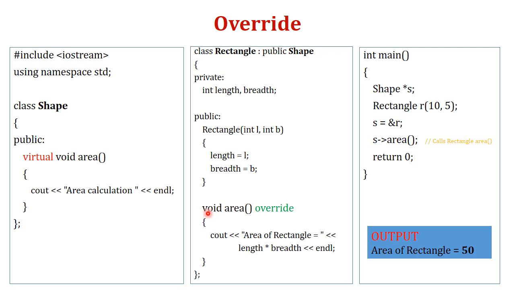The same function is redefined here. We are writing a new word that is override. Here we are going to calculate the area of the rectangle, and at the same time we are going to display that the class is closed.